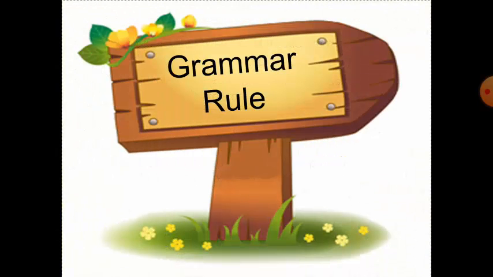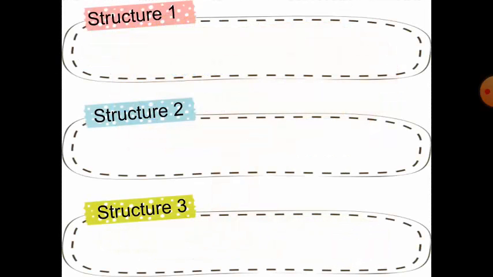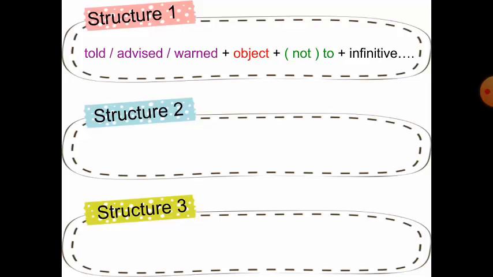Now let's summarize the grammar rule that we have learned from the examples. We have three structures to report orders and instructions. The first structure is by using told, advised, warned plus the object plus not to. If we have a negative advice, we use not to, or if it's affirmative, we use to plus the infinitive.